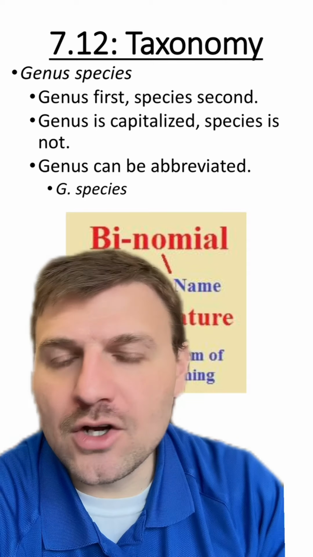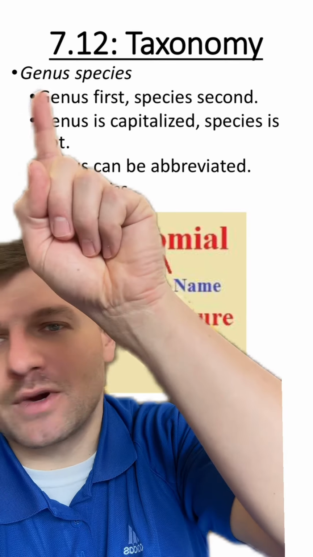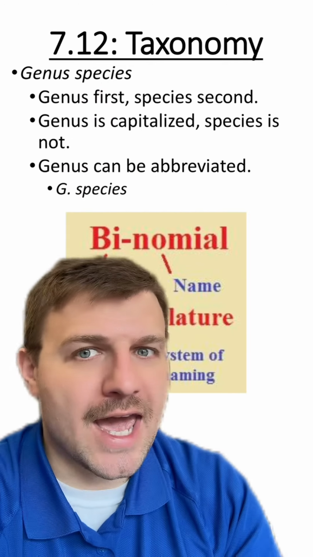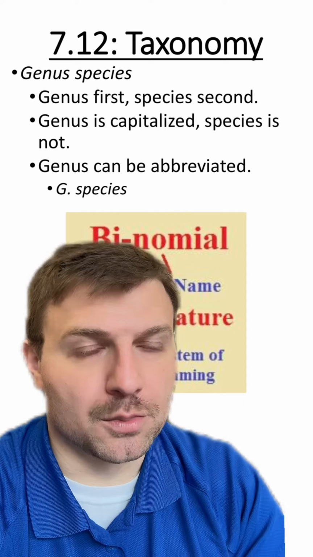So again, with binomial nomenclature, we go genus first and then species. I'm just writing genus and species here, but we would actually use the genus name and the species name for a particular group of organisms.